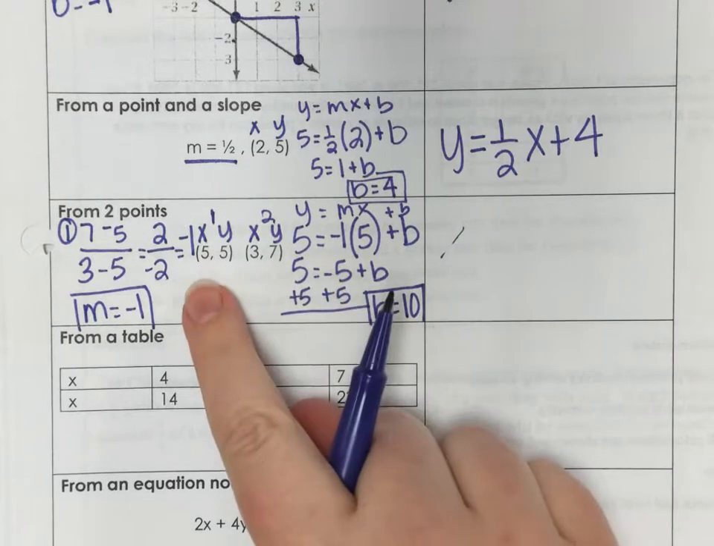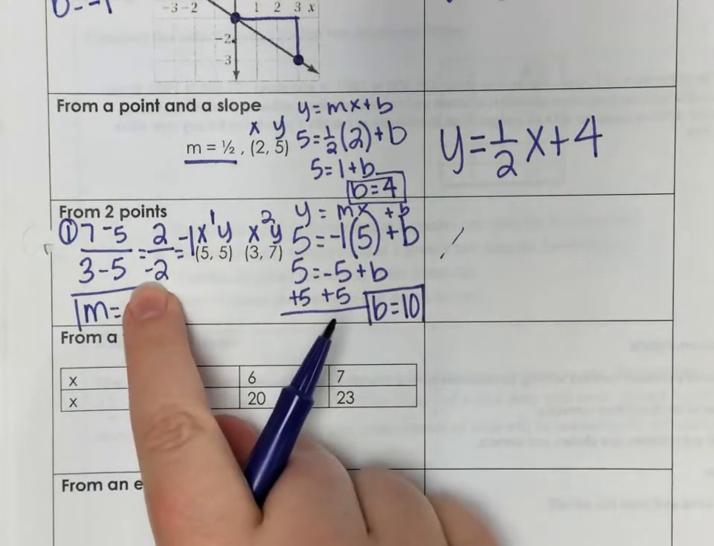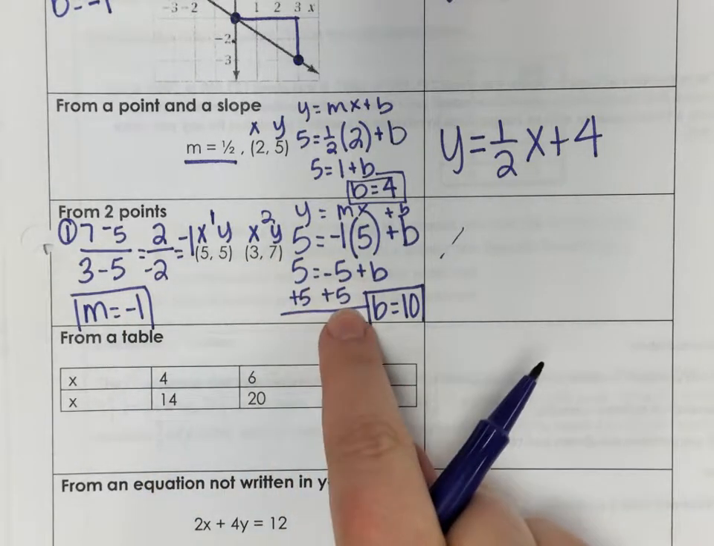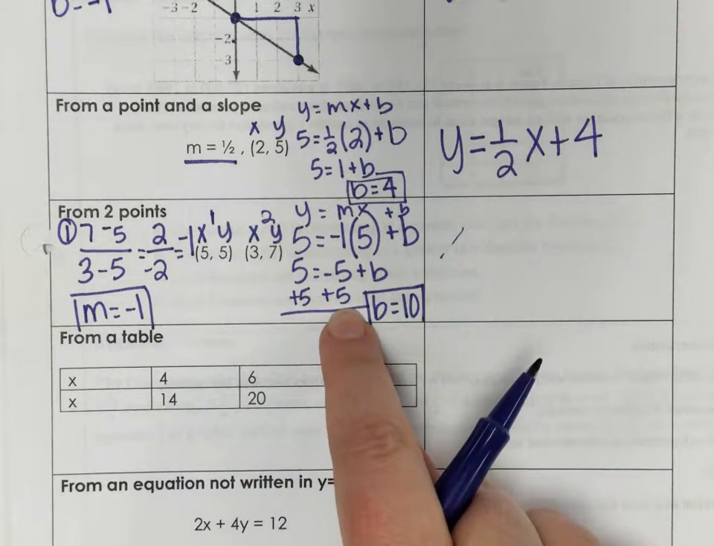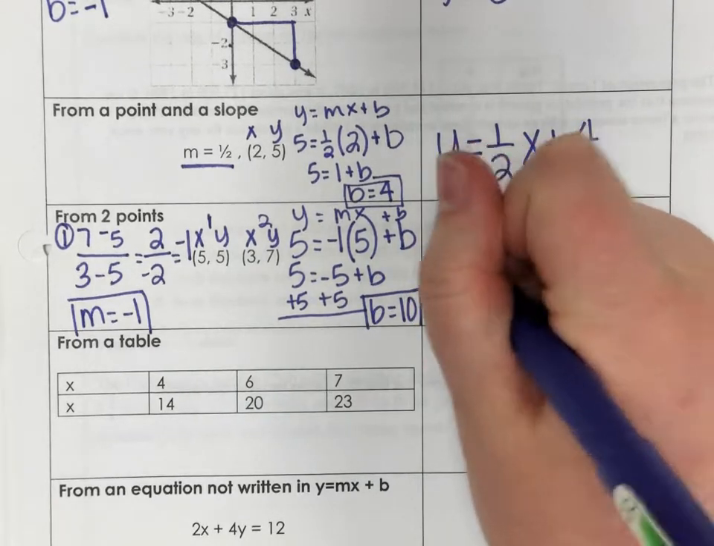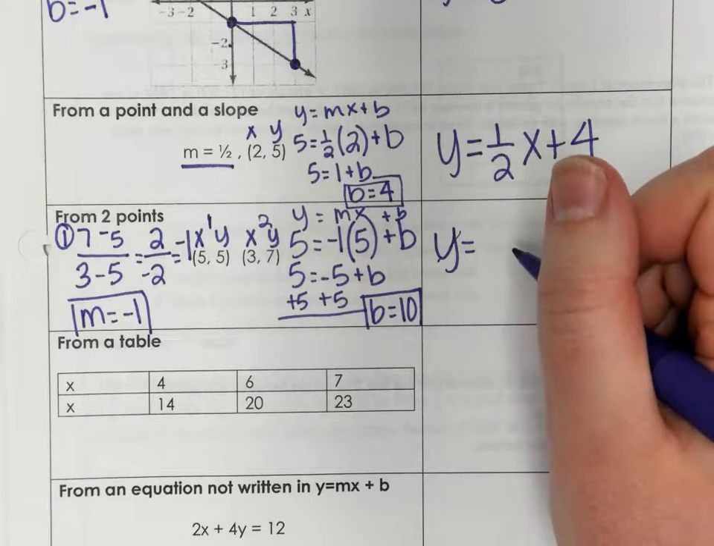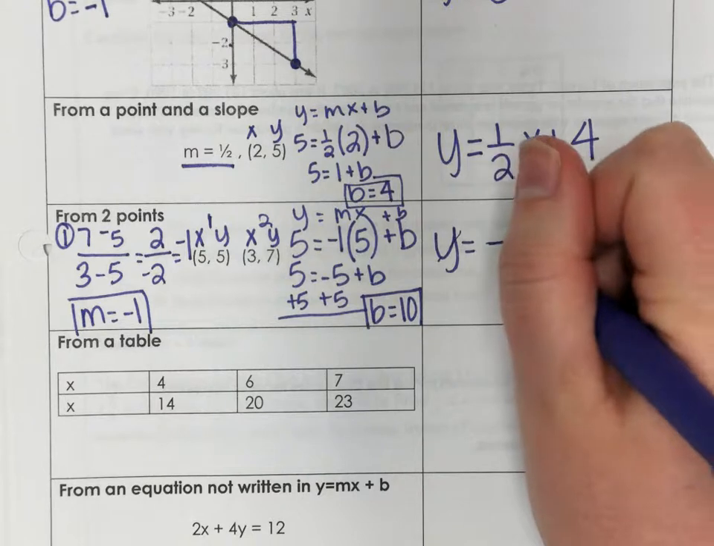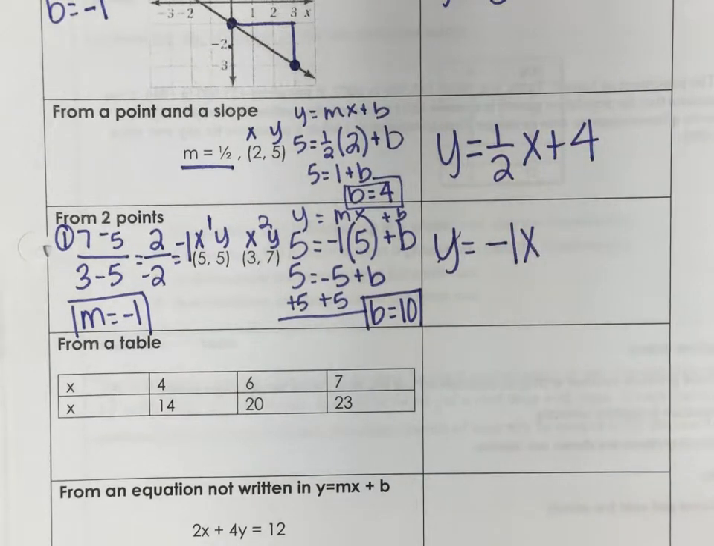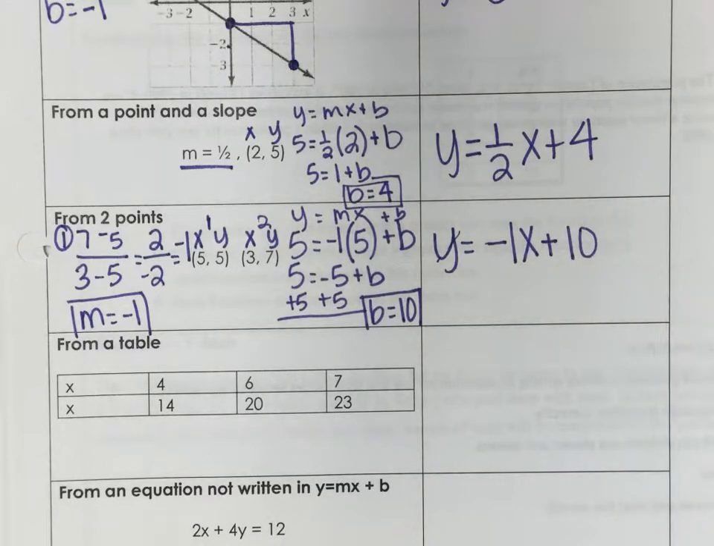Okay, so from 2 points, we have to do 2 calculations. We have to calculate the slope, and then we have to calculate the y-intercept. So y equals -1 x. Can I just put negative x? Yes, I can. I will take either way. You can do -1 x or just negative x, plus 10.